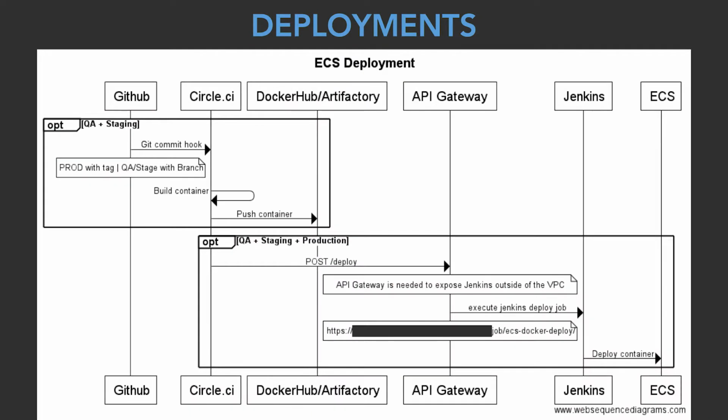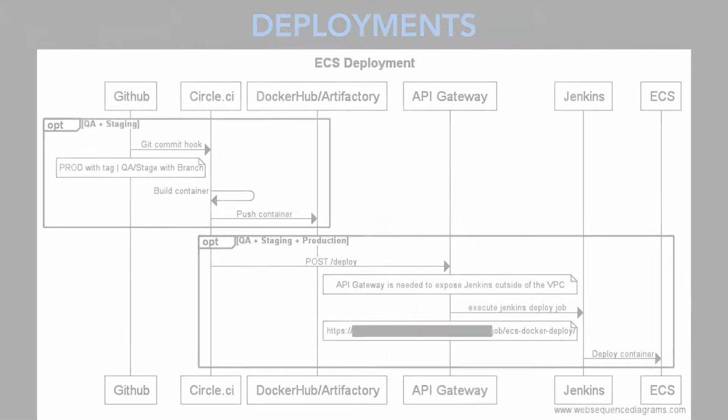So for that, we have CircleCI making a call to API Gateway. API Gateway assumes a role that allows it to talk to our Jenkins system internally. So CircleCI has a token that allows it to talk to API Gateway, and then API Gateway calls a Jenkins job.